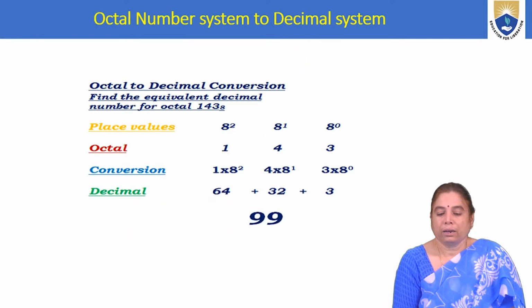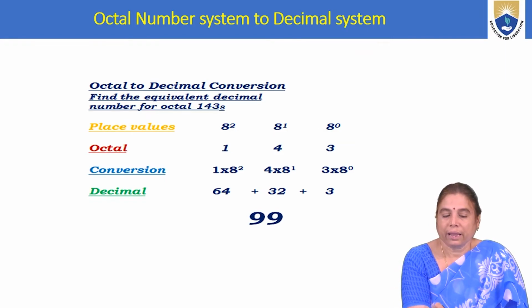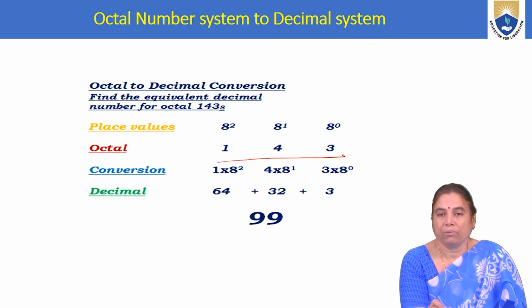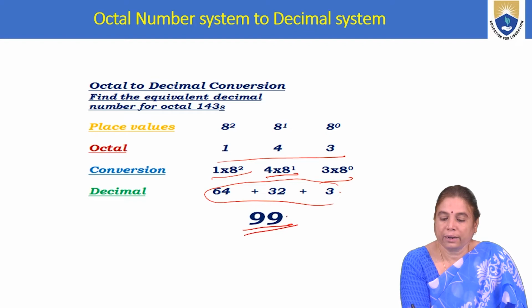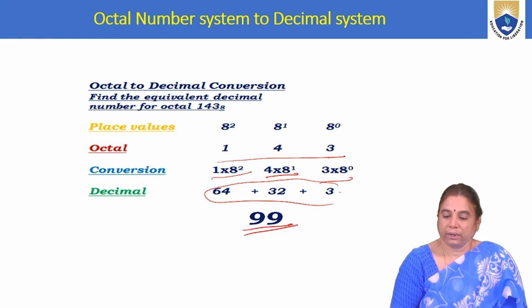Similar way, the octal number can be converted into a decimal number by using the place value multiplied with the corresponding digit of the given number. So here, consider the example, the octal number 143. So here 3 into 8 power 0, 4 into 8 power 1, 1 into 8 power 2. So the values can be added, and you get 99, which is the decimal equivalent of the octal number 143.